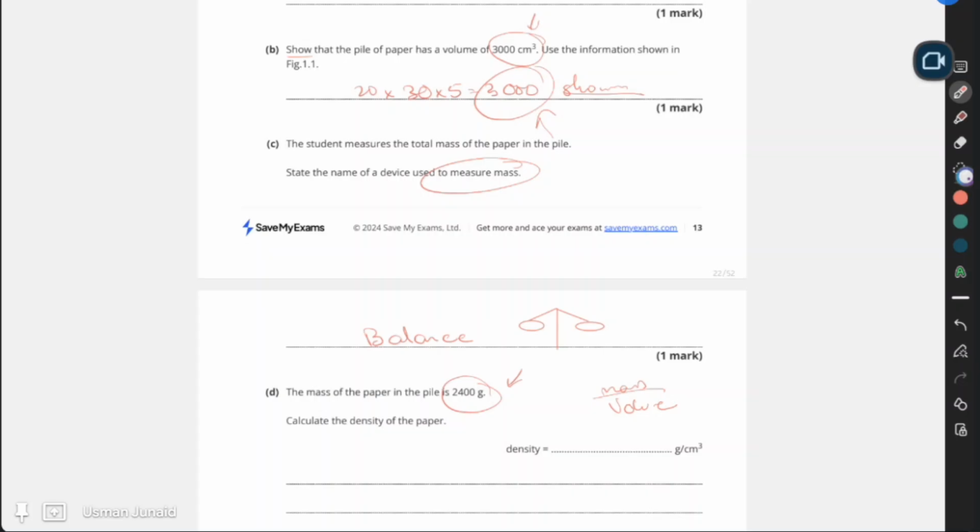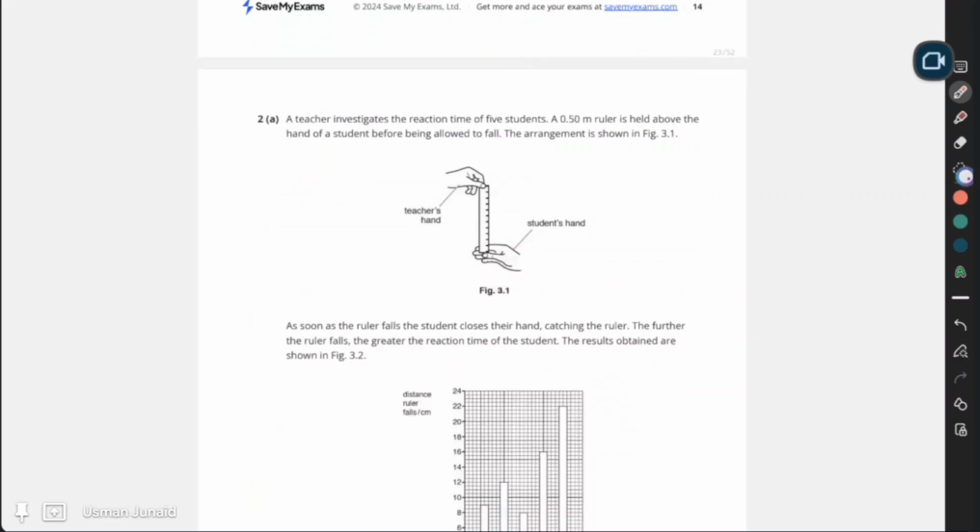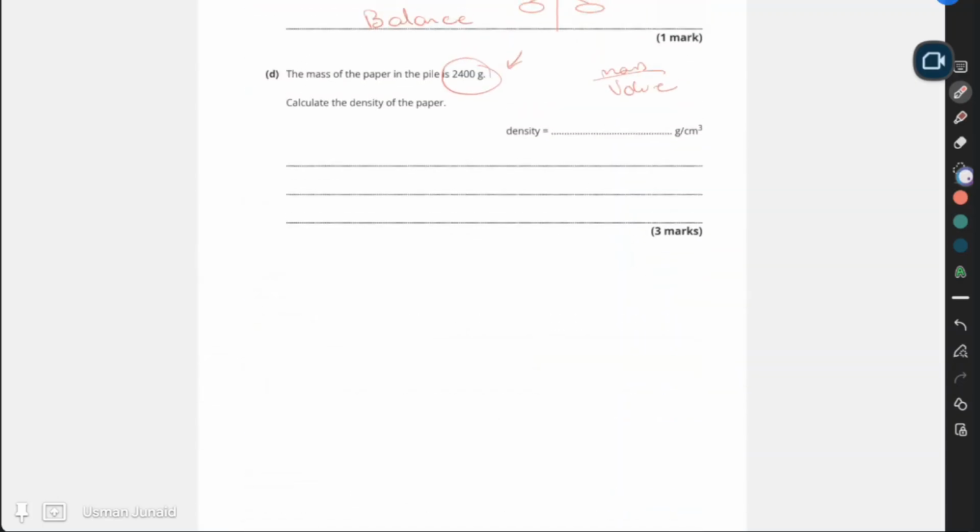Right. What does the next question say? What did you say was the value? 1.25. No, it's supposed to be mass over volume, no? So check again. Yes.